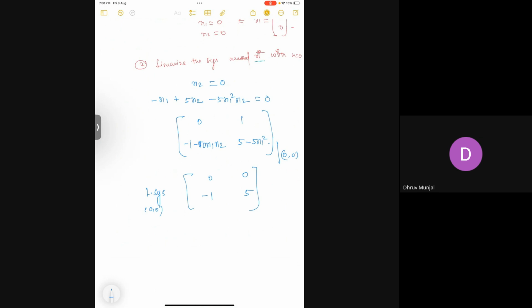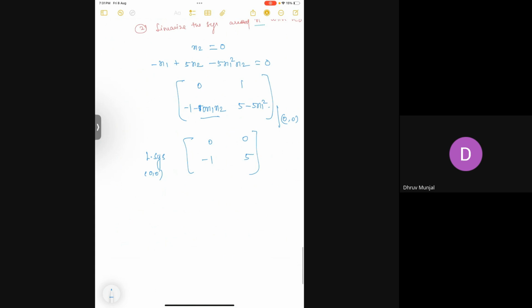Can you repeat? It is not clear. That 10x1x2 term, how does it come? Yes, ma'am. Okay, right. We have this equation, right? Minus x1 plus 5x2 minus 5x1 square x2.